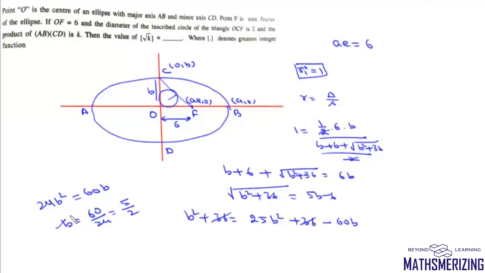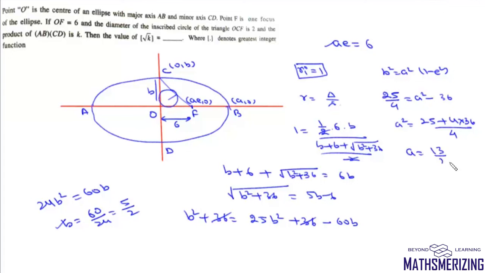Now once we have b and we have ae, we can find a square also. So we know that b square is a square into 1 minus e square. So b square is 25 by 4. Now a square we'll need to find out. And what's ae square? ae square is 6 square, which is 36. So we'll write a square as 25 plus 4 into 36 by 4. So it will be 169 by 4. So value of a is simply 13 by 2.